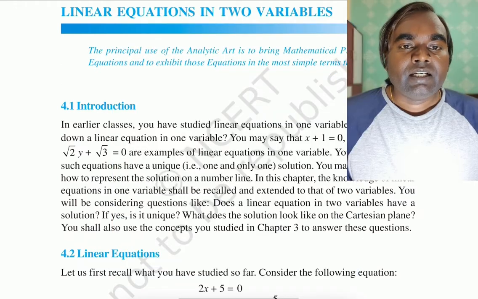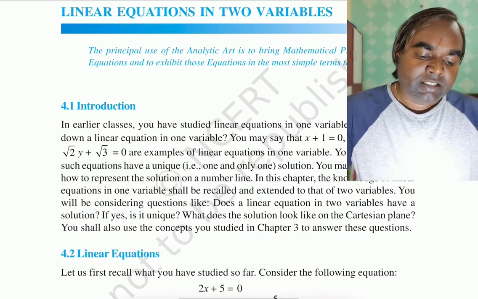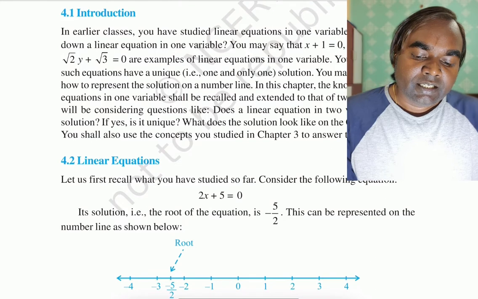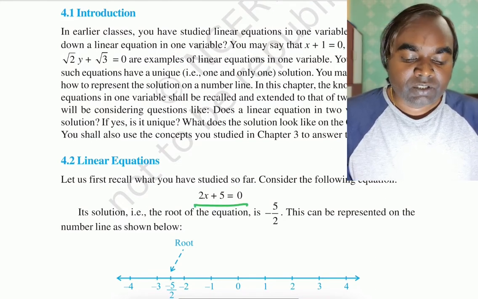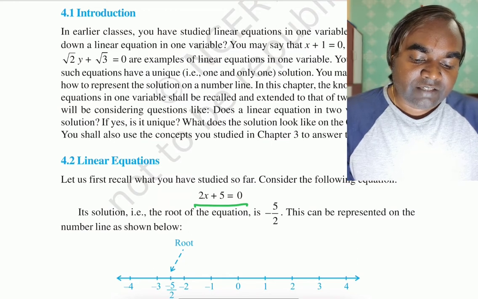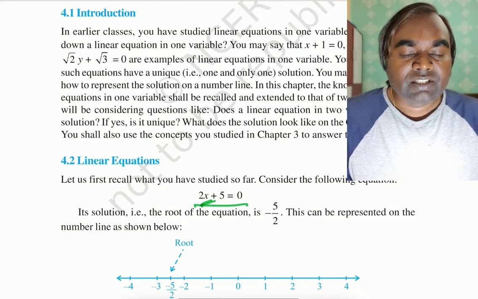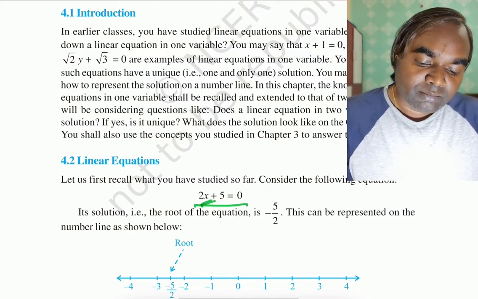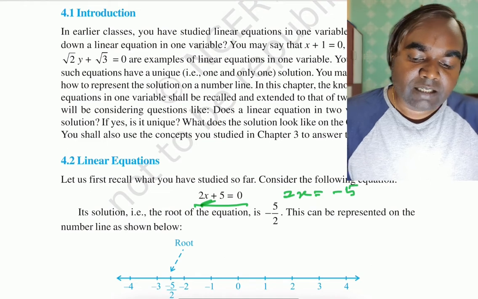Friends, as we have studied about the linear equations in one variable, we know that a linear equation in one variable can be written like this: 2x plus 5 is equal to 0. Here we can see that the variable is only one, that is x. So the solution of this variable, or root of this equation, can be easily found: 2x is equal to minus 5, hence x is equal to minus 5 by 2.